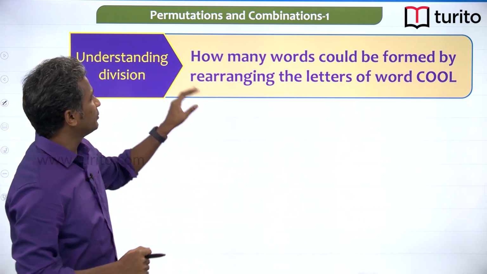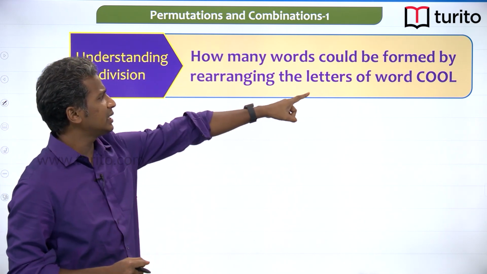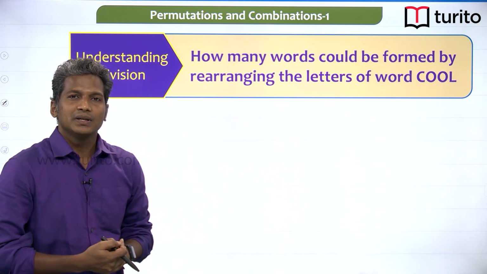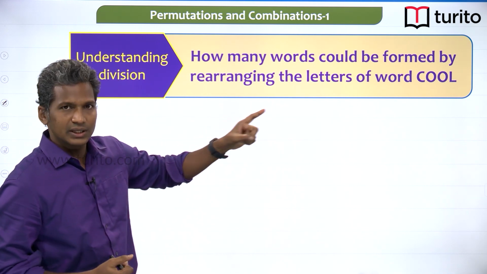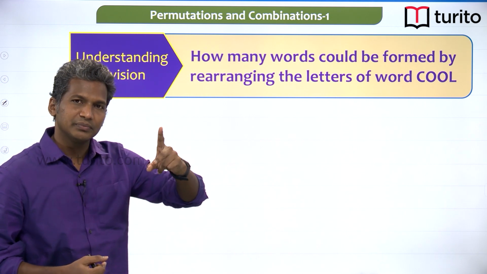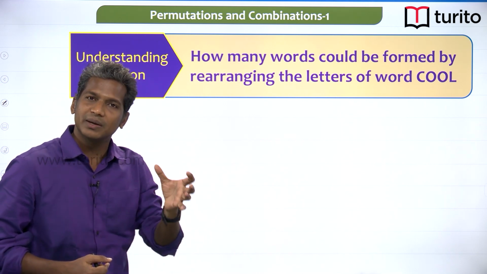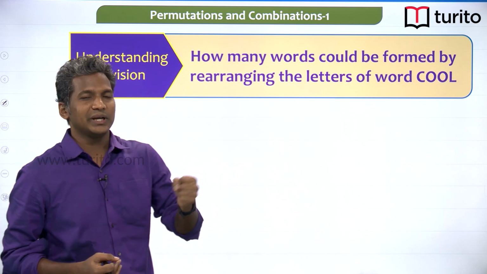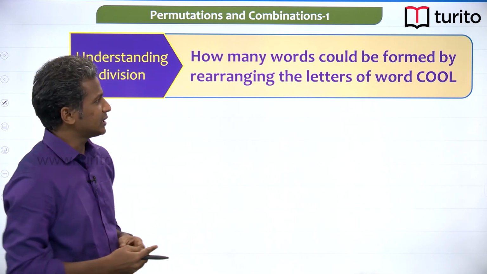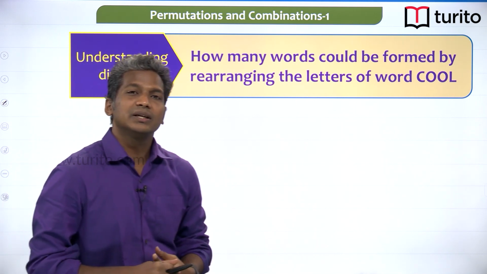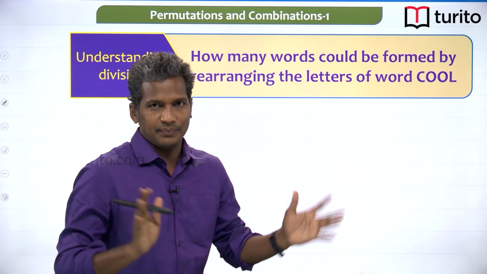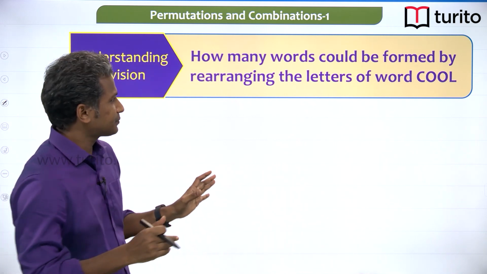How many words could be formed by rearranging the letters of COOL? Okay. So, here if you notice, there are 2 letters which are actually the same. O and O are actually the same letters. So, one letter is repeating, 2 times it is repeating. So, in how many ways can you rearrange them? This is the question. So, how do we do that?